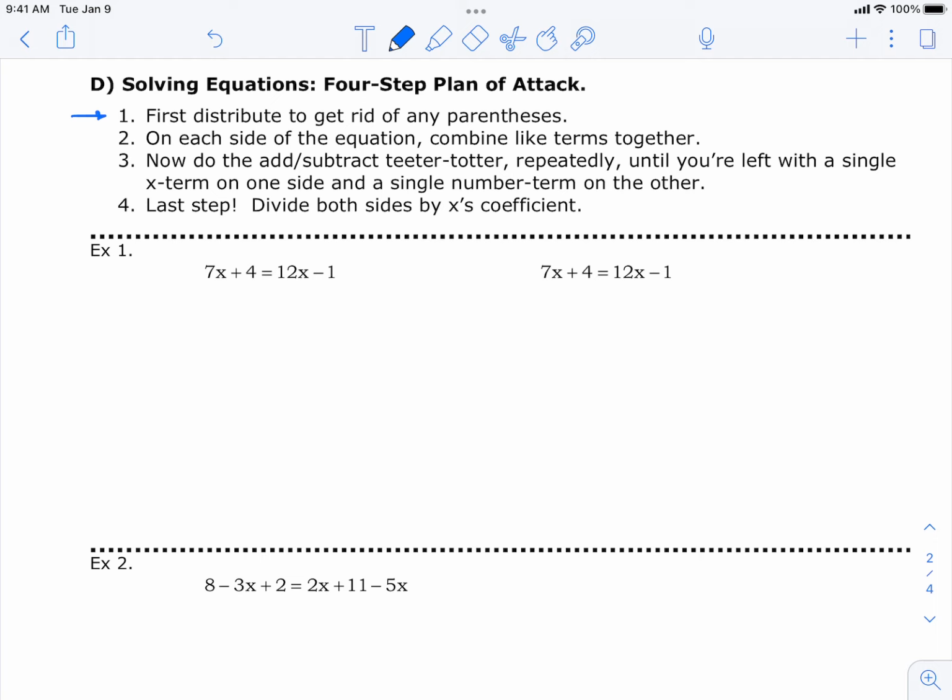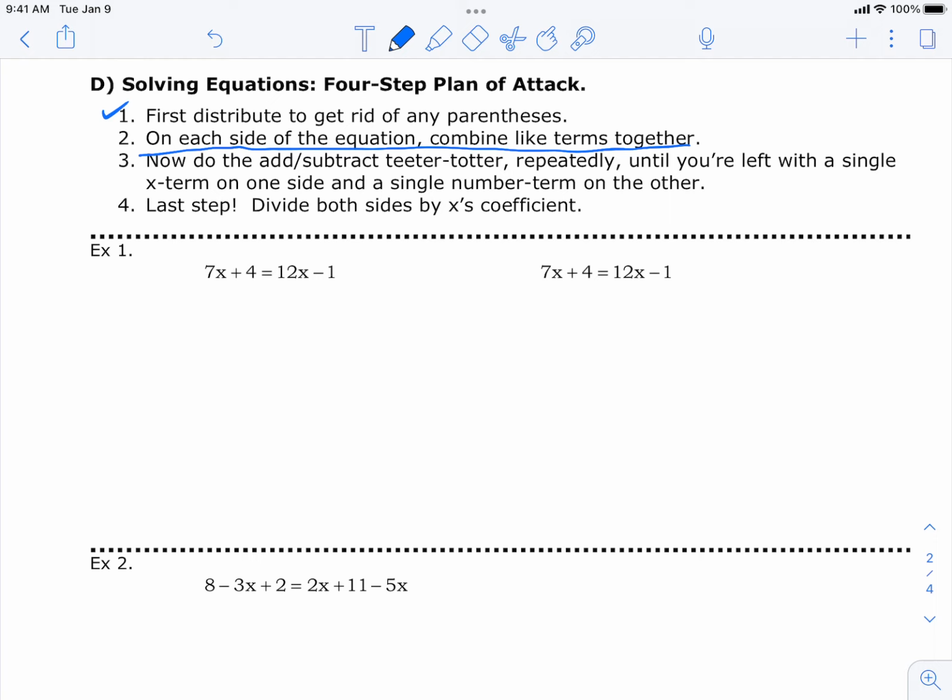Let's look at this example here right now. 7x plus 4 equals 12x minus 1. Do I see any parentheses? No, I don't. Good. Step 1 is done already. Step 2, on each side, combine like terms together.